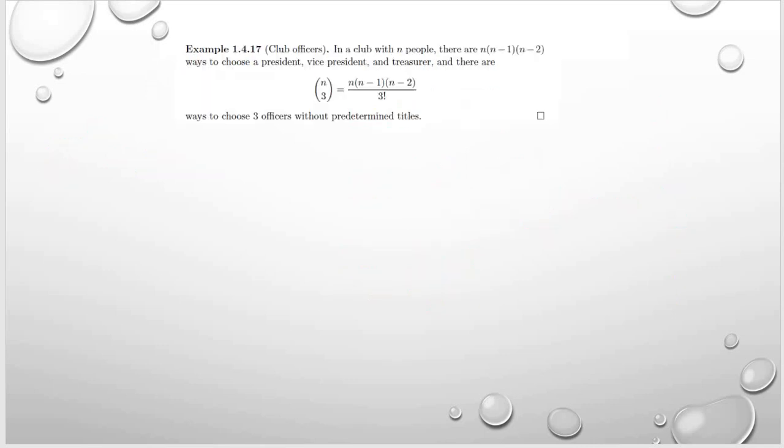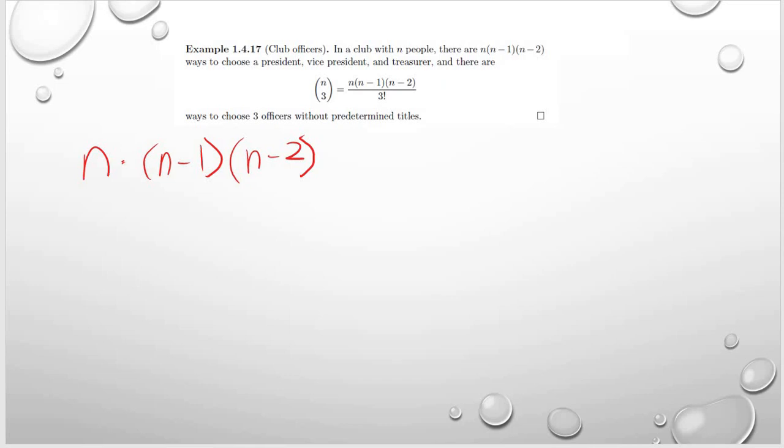Okay, so club officers. In a club with n people, let's suppose we are choosing 3 distinct leaders. There are n possibilities to be the president and n minus 1 possibilities to be the vice president after you've picked a president. And then maybe you have a treasurer, probably the third office you'll have. Then there will be this many ways that you could have a president, a vice president, and a treasurer. If we had a secretary, then you could add another factor, n minus 3, and so on.